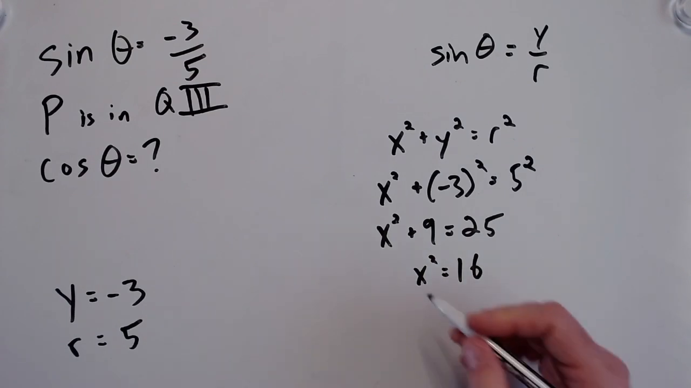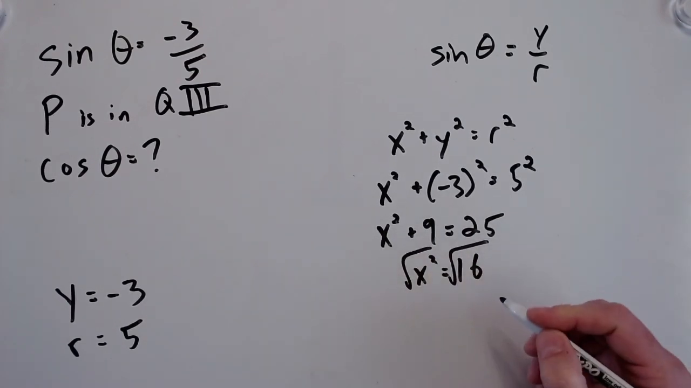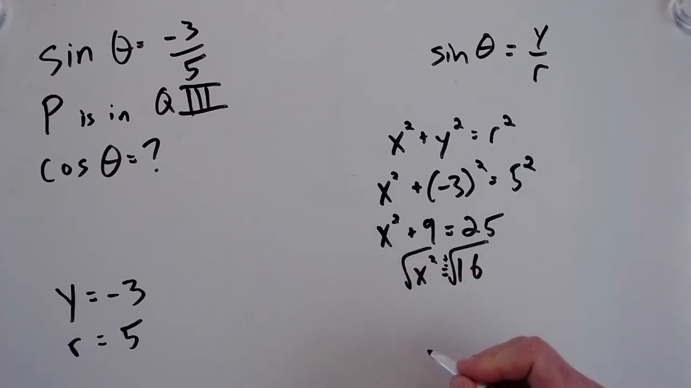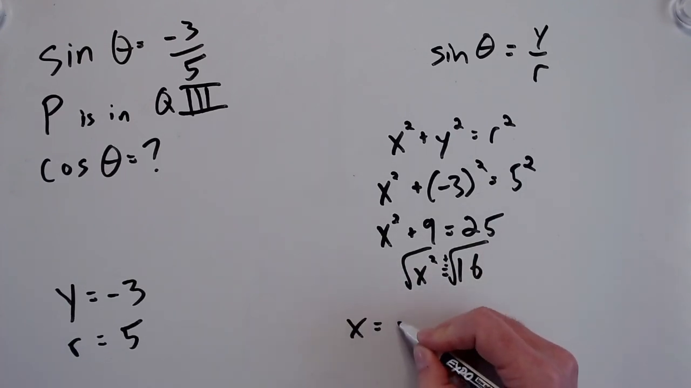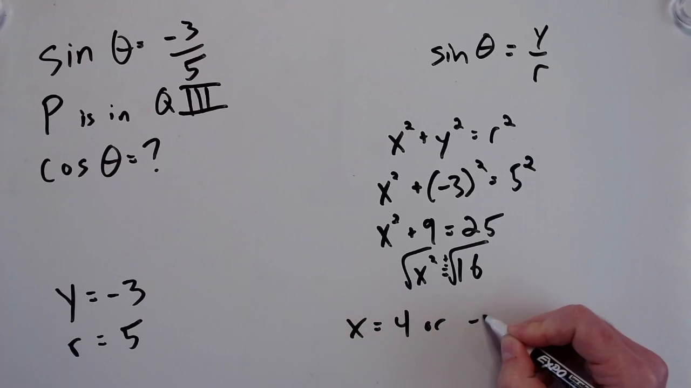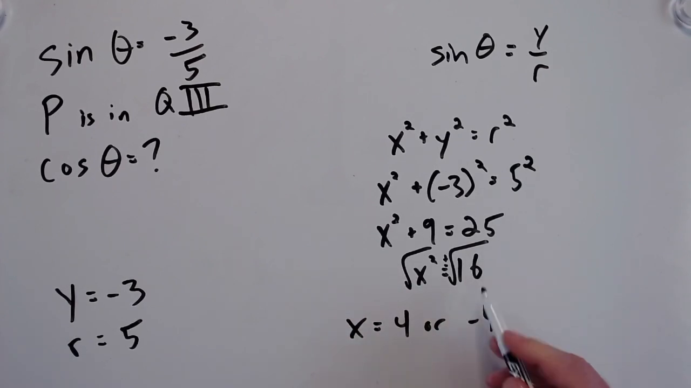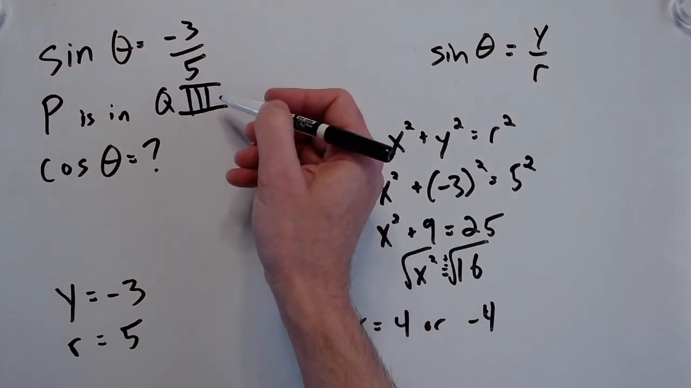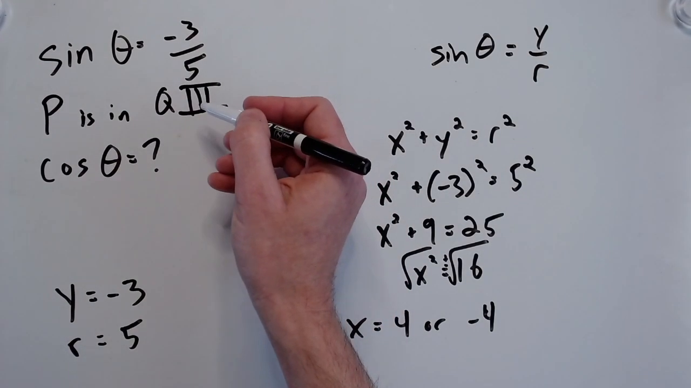So let's take the square root of both sides. When we do that, we've got to remember to add our plus or minus in here. So x equals 4 or -4, because both of those would solve this equation, right? So which one is it? Well, the clue here is we know the point is in the third quadrant.